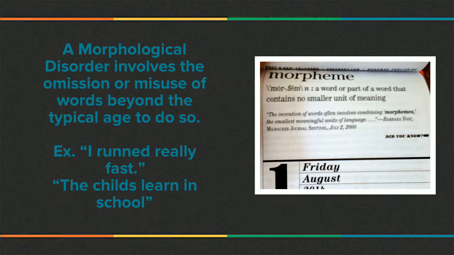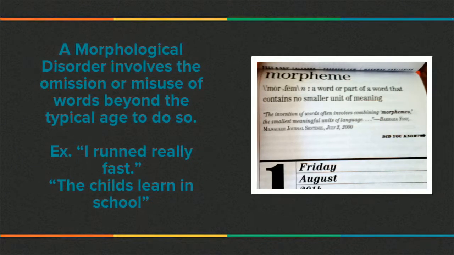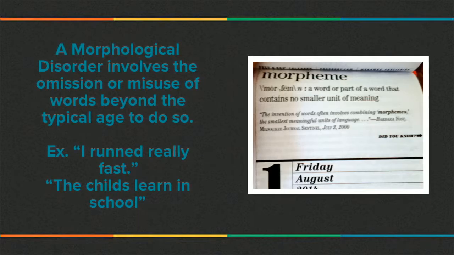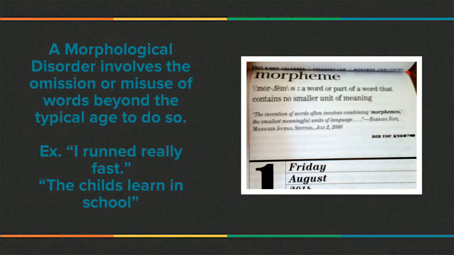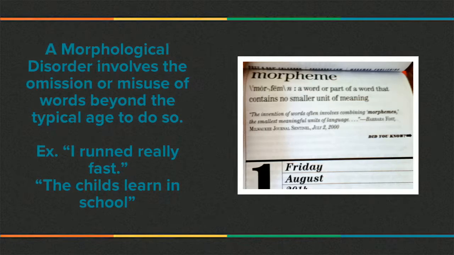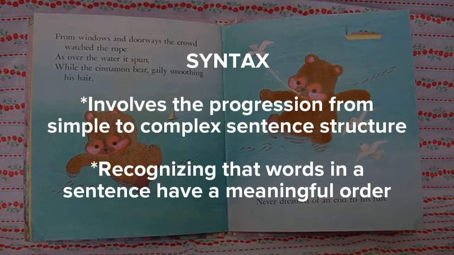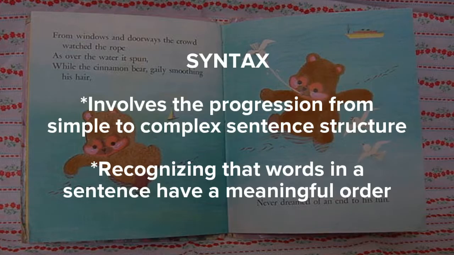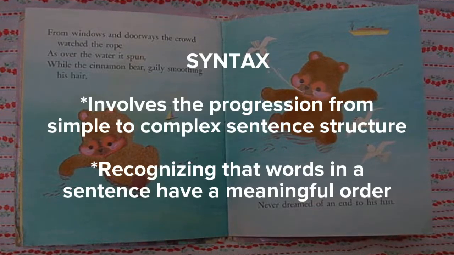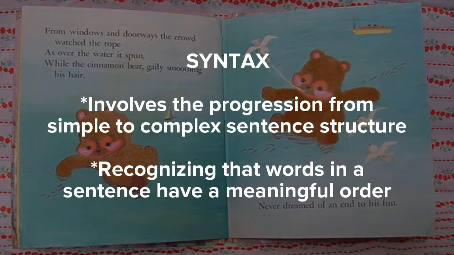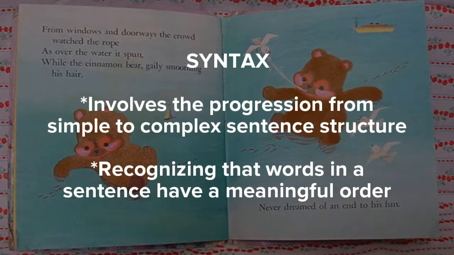Misuse of words is characteristic of a morphological disorder. Examples include, "I run really fast" instead of saying "I ran really fast," or "the child learns in school" instead of "the children learn in school." A syntactic disorder may be present when a student fails to progress from the use of simple to more complex sentence structures. It is also characterized by a student who continues to confuse word order when forming sentences.